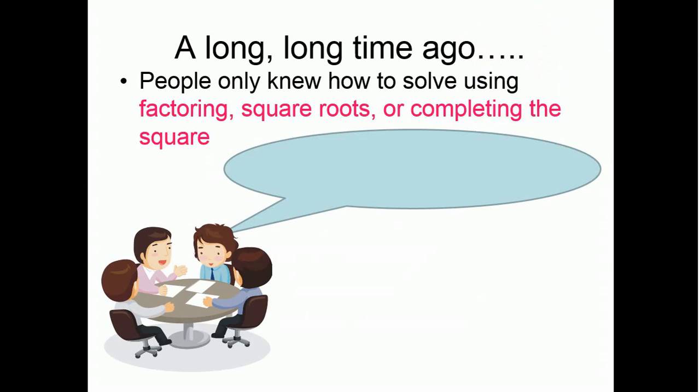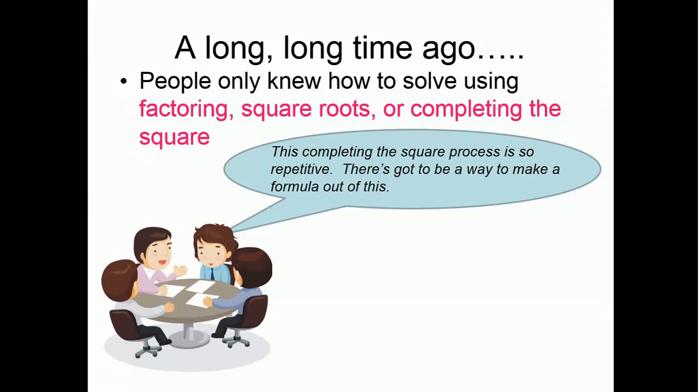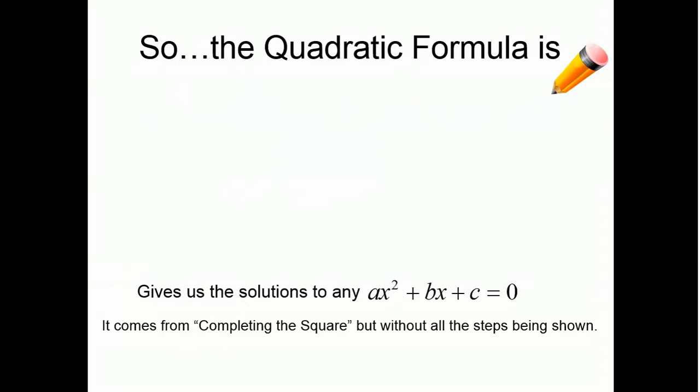So a long time ago, people only knew how to solve using factoring, square roots, or completing the square. And they asked themselves, well, this completing the square process is so repetitive, you do the exact same steps every single time. There's got to be a way to make a formula out of this. So thus, the quadratic formula was born. And it's probably one of the most important formulas in mathematics.